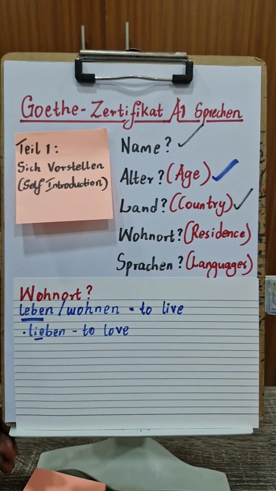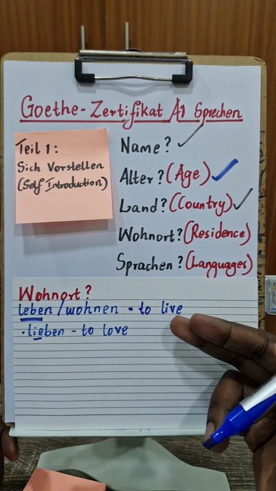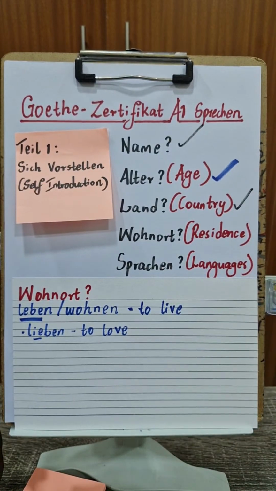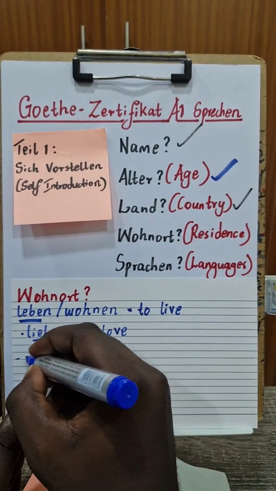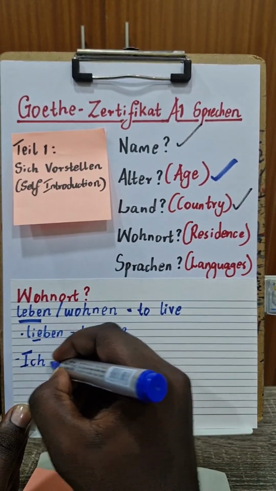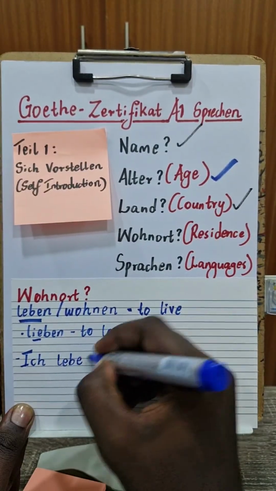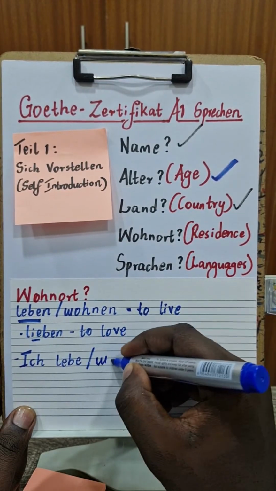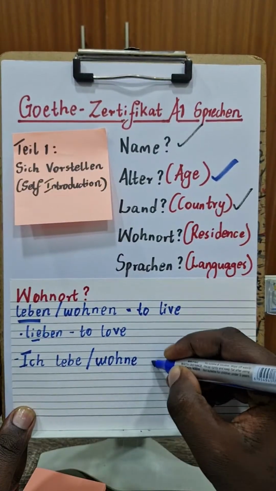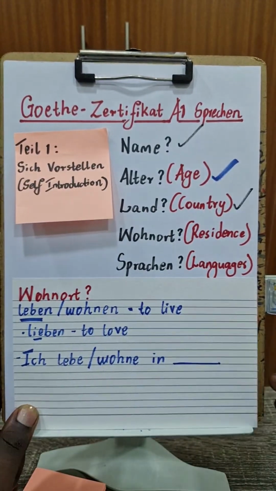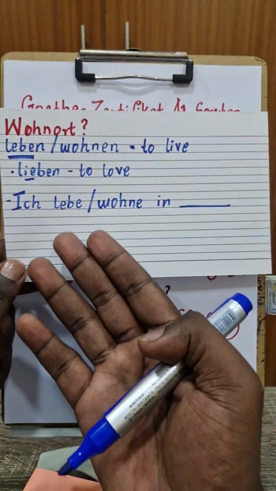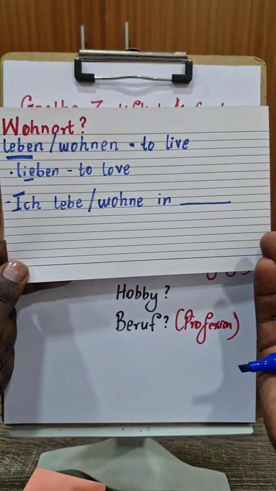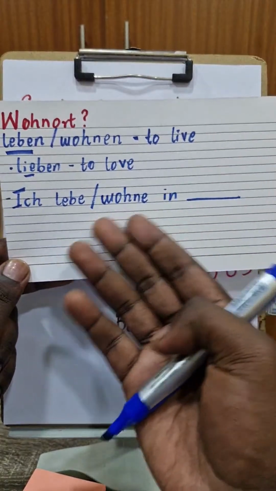Be careful, yeah? So, leben or wohnen, this is now to live. But lieben, this is to love. All right? So, I live in. The statement you should now use: go ahead and say, ich lebe, or alternatively, wohne, in, and then go ahead and state where you stay. So either you say, ich lebe in Deutschland. Ich lebe in Kisumu. Ich wohne in, both of which would apply, right?